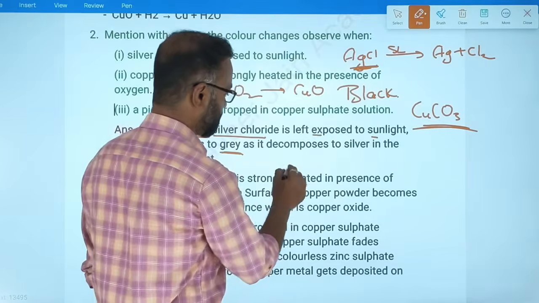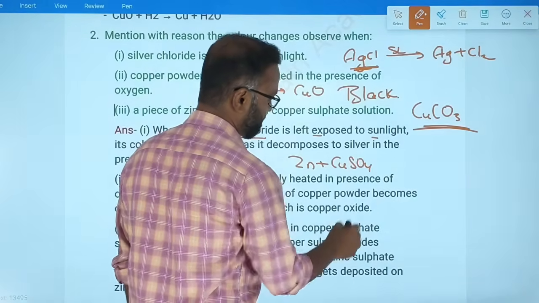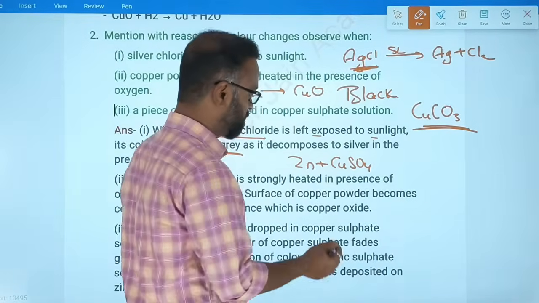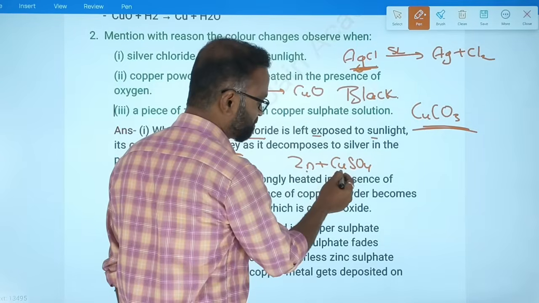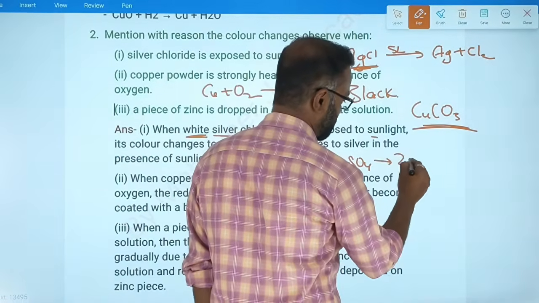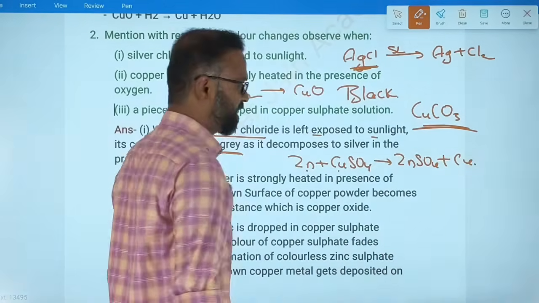Okay. Next one: a piece of zinc is dropped in a copper sulfate solution. That means which reaction is taking place over here? Displacement reaction. The more reactive element zinc will displace the copper from its copper sulfate solution. It will form a colorless solution of zinc sulfate, plus copper is displaced.